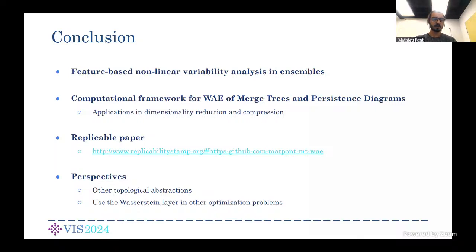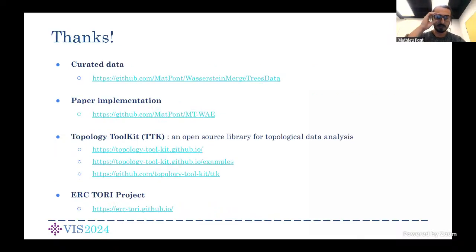And finally, in terms of perspective, we could adapt this method to more advanced topological representations, such as contour trees or Reeb graphs, or use the layer that we have proposed in other optimization programs. So this is the end of my talk, and we can now move to the questions, and thank you.